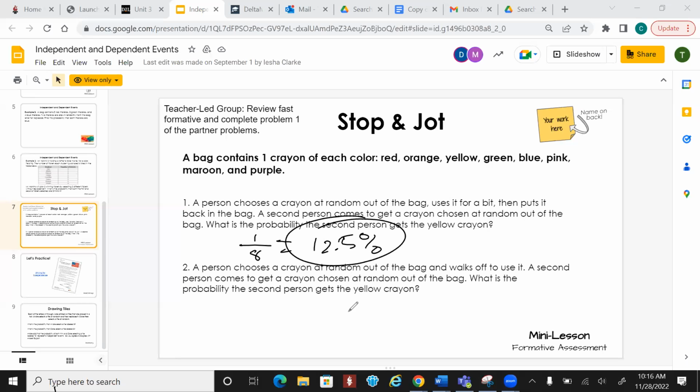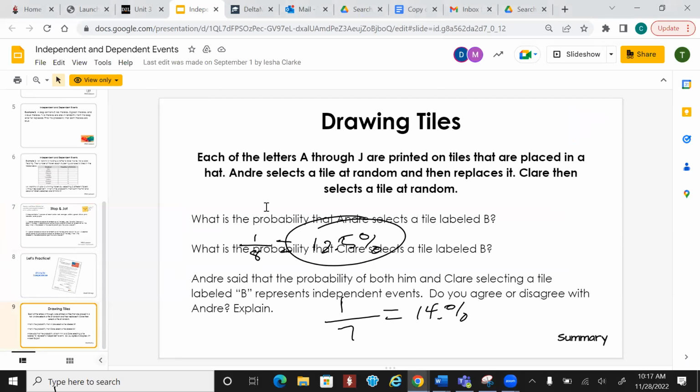Okay, so how many yellow crayons would we have? 1. And hopefully they didn't take the yellow crayon, right? So that's going to be 1 out of 7, which is going to be how many? I would have taken 14%. Most of y'all got those. So that's good. All right, last little thing.